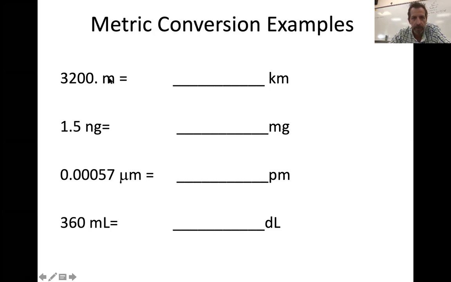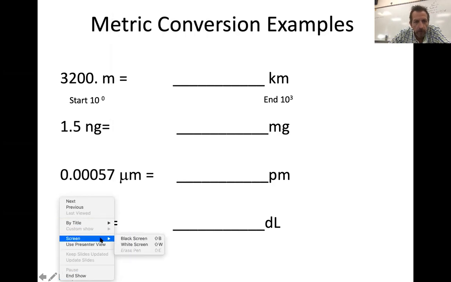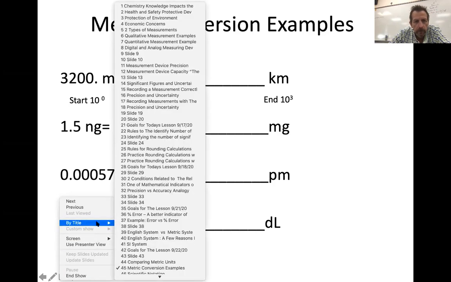So we want to go from meter to kilometer. We pick out where we're starting. We're starting at meter, which is 10 to the 0, and we're going to kilometer, which is 10 to the 3. Let me show you what I mean by that. So we're going from meter to kilometer. And let's see if we can find that real quickly here. Find it by title.